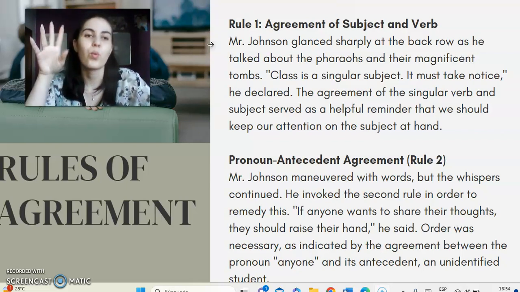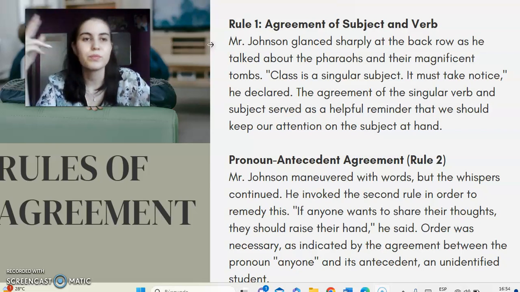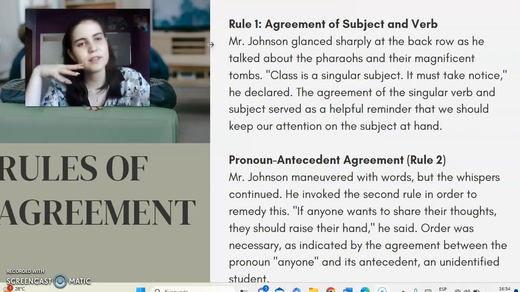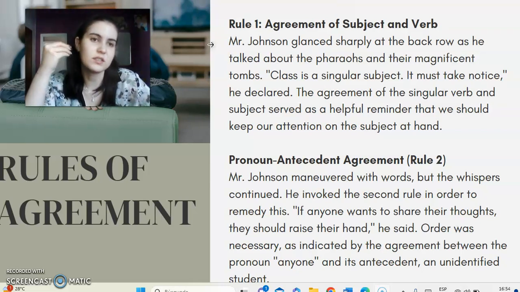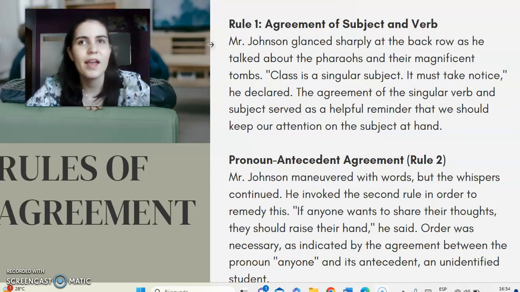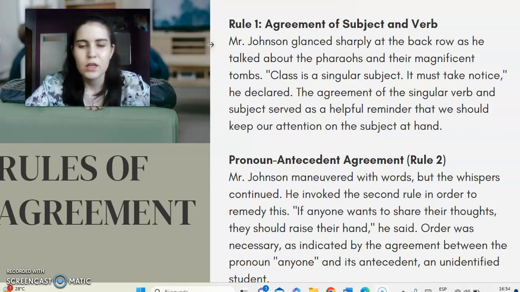Then we have rule number two, pronoun-antecedent agreement. The class still went on, the whispers were still there, and here the teacher says, if anyone wants to share the jokes, they should raise their hands and ask questions. Now, thinking about it, I think this is one of the most used in class by teachers.